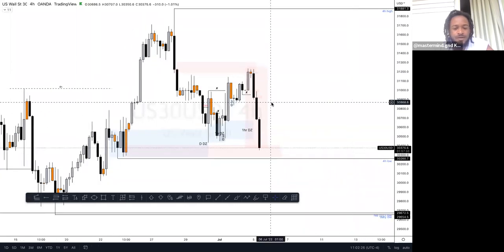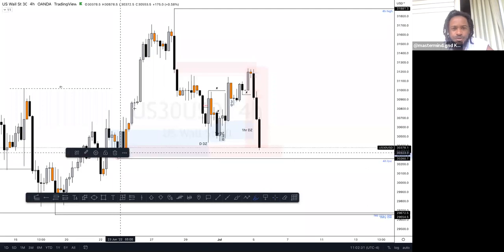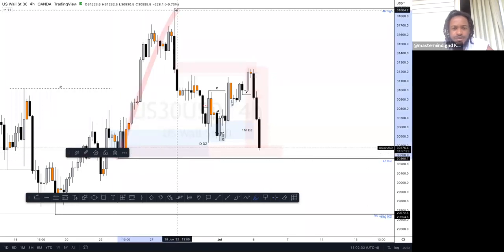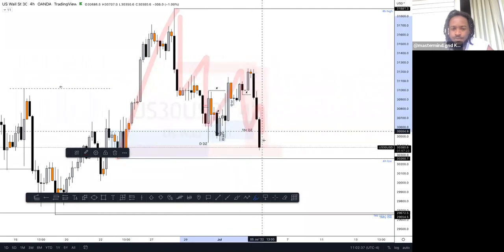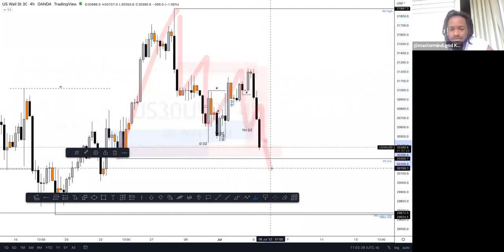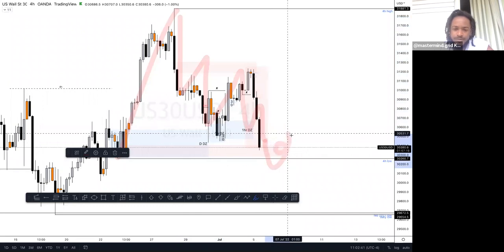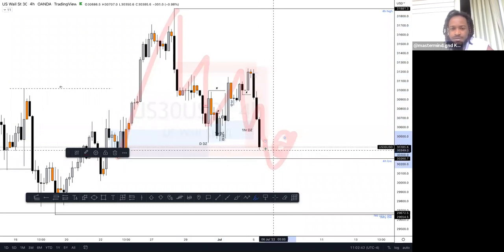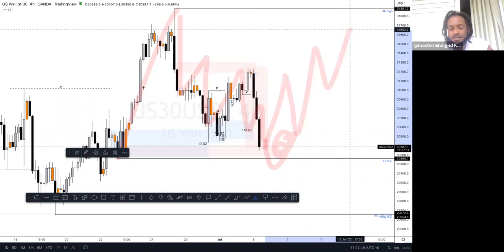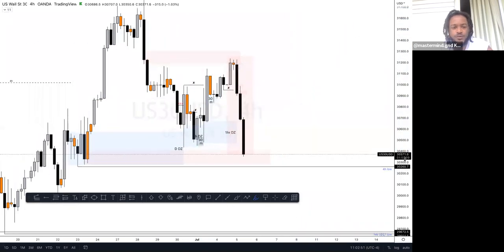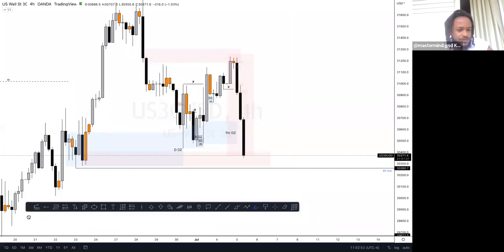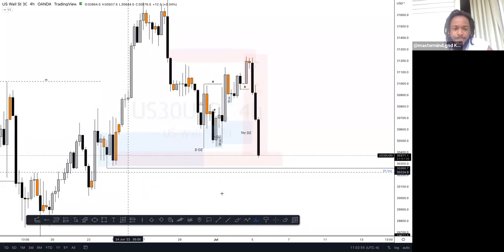So we have what we call the external structure, which would be this impulse. And all of this is the internal structure, right? Which is the pullback until this low is broken, right? If this low is not broken, then this is the internal structure of that impulse. So right now we have, you know, two options, right?